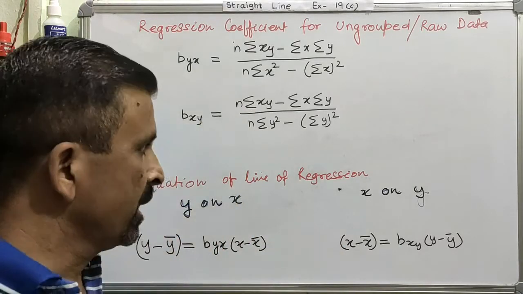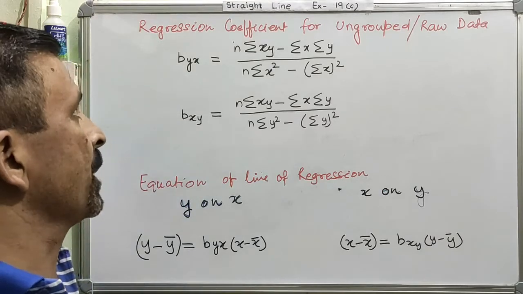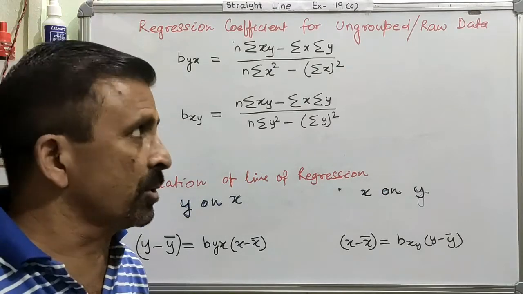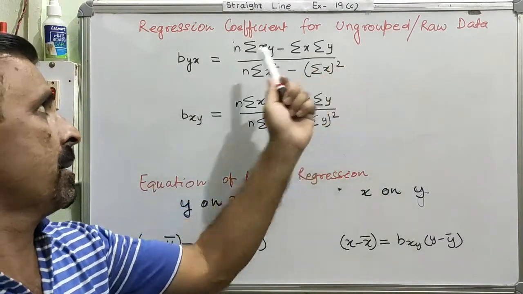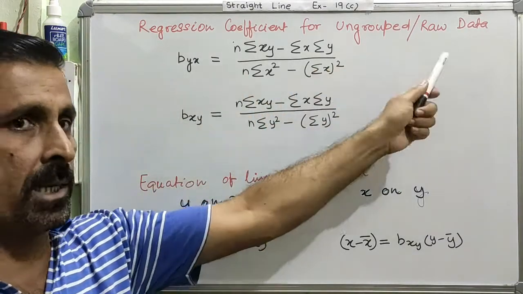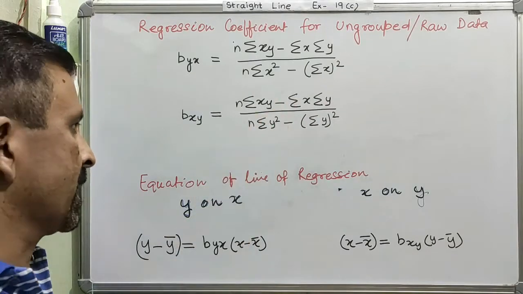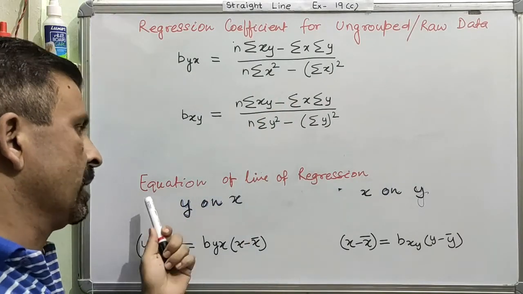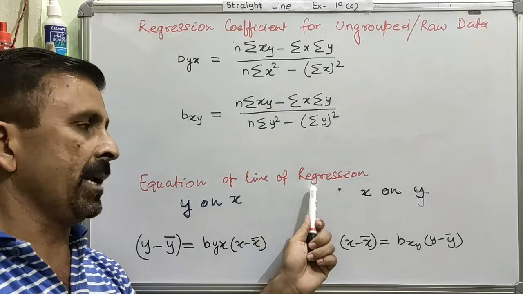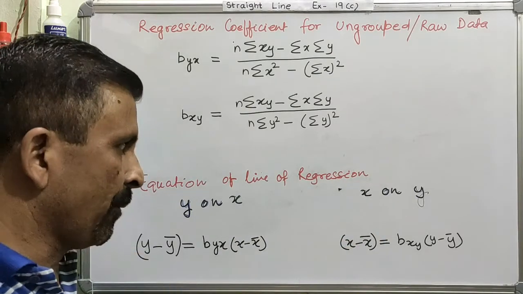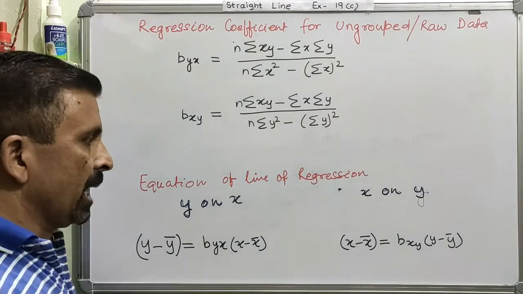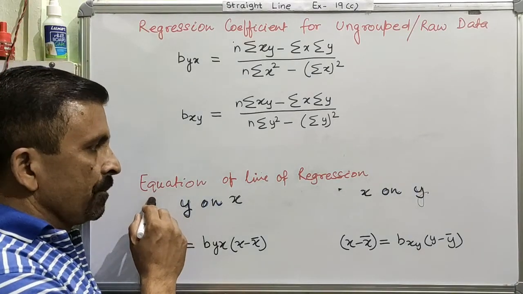Am I well understood? So today our topic will be, we are moving on to a type 2 question, where we will first of all be calculating the regression coefficient for the ungrouped set of data, and for the same data we are also going to learn how to write the equation of line of regression. Is this very clear?